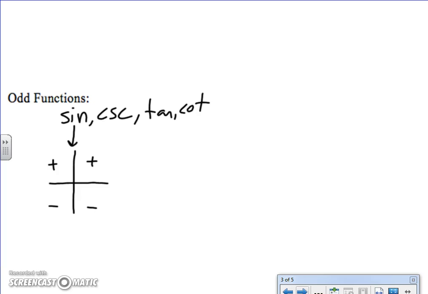So let's think about an example here. So say I was looking at pi over 3. So the sine of pi over 3. Pi over 3 has a long side of square root of 3 over 2 and a short side of 1/2. We're in quadrant 1, so they're both positive. Sine is my y, so that would be square root of 3 over 2.